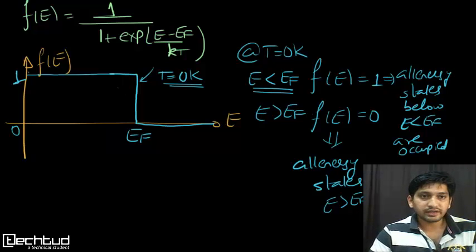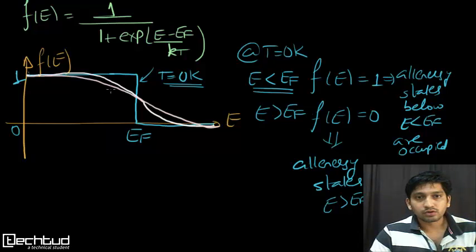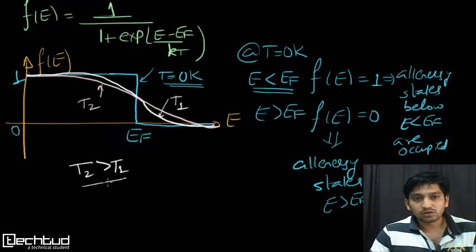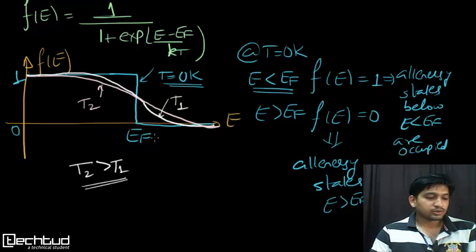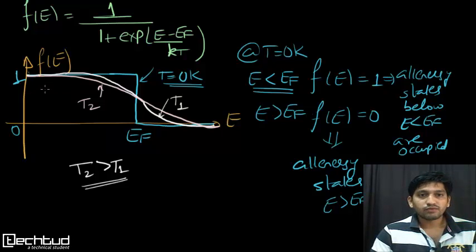Now as temperature increases and you do the mathematical calculations on your calculator, you will see this type of plot. Suppose this is at temperature T2, where T2 is greater than T1. This is how the Fermi-Dirac distribution function will look. One more thing you see is that the Fermi-Dirac distribution function is symmetrical about Ef. It is the symmetrical point.